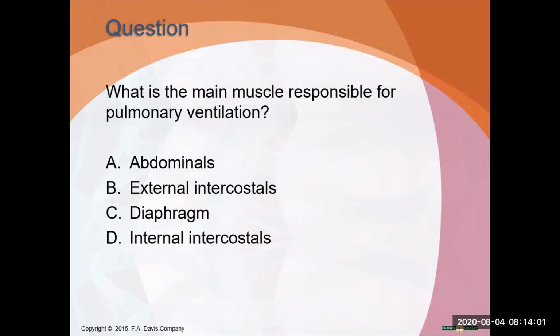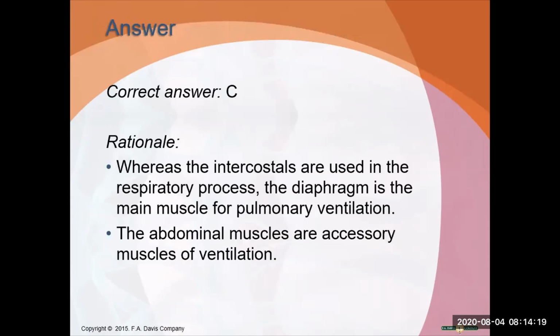Question: what is the main muscle responsible for pulmonary ventilation? Is it your abdominals, your external intercostals, your diaphragm, or your internal intercostals? I'm going to say the diaphragm. Yes, that's correct, the diaphragm. And the rationale: whereas the intercostals are used in the respiratory process, the diaphragm is the main muscle for pulmonary ventilation. The abdominal muscles are accessory muscles of ventilation.